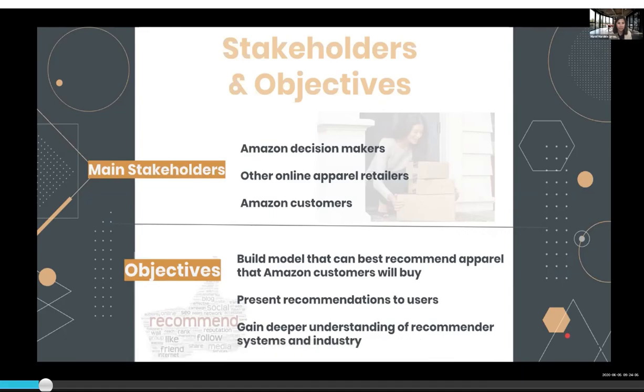And our objective for this project is to build a model that can best recommend apparel that Amazon customers will buy, and eventually present recommendations to users. But a selfish objective for us is to gain a deeper understanding of recommender systems and the recommender industry.